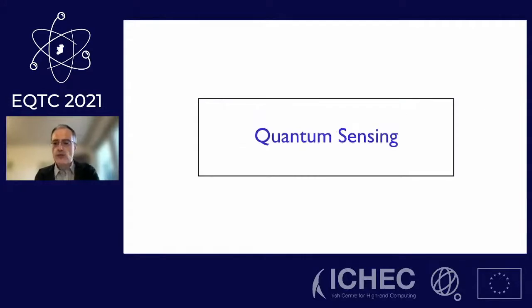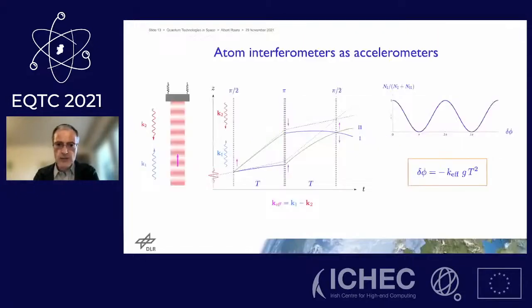Now moving to quantum sensing. So in this case, I would like to focus in particular, since Ivo also mentioned a little bit some examples of that, on atom interferometers. And first try to explain briefly here what is the basic idea of the use of atom interferometers for acceleration measurements as inertial sensors, in particular here as accelerometers.